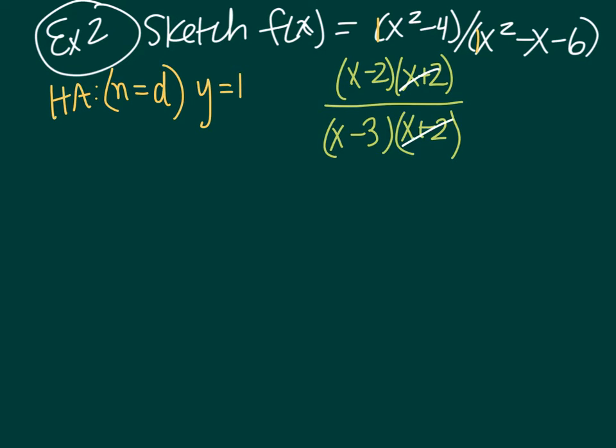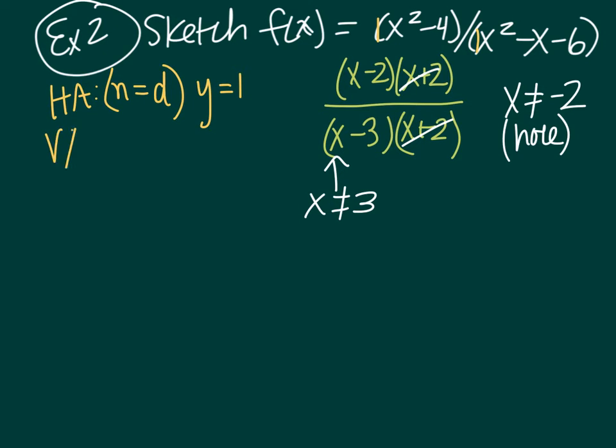These factors cancel out. That tells me if I write the domain, x cannot be negative 2. Like that will cause a hole. So there's going to be a hole at x equals negative 2, which we are going to sketch. So you'll see what that looks like in a second. And then if I look at what's left in the denominator, I can see that x cannot be 3, that's going to cause an issue. So the vertical asymptote is going to happen where x equals 3. And then there's a hole at x equals negative 2.